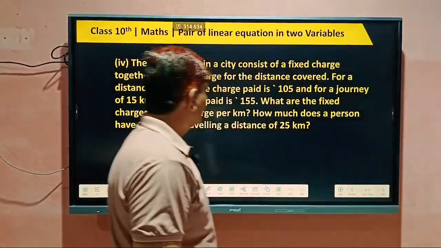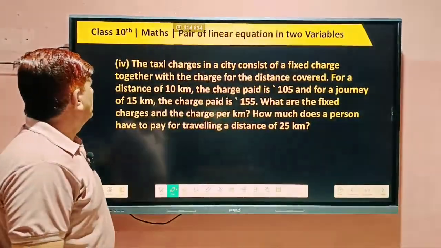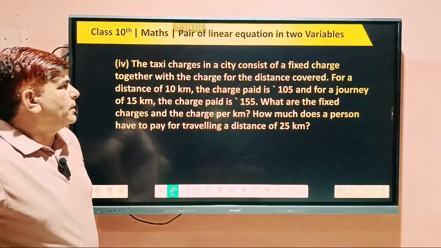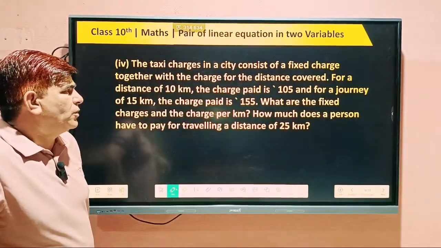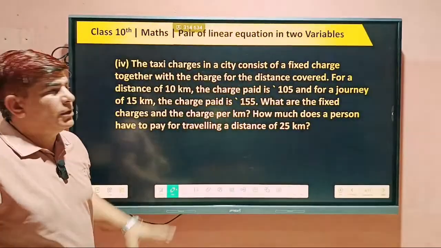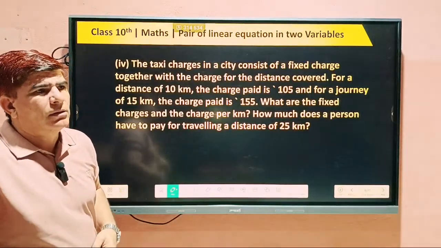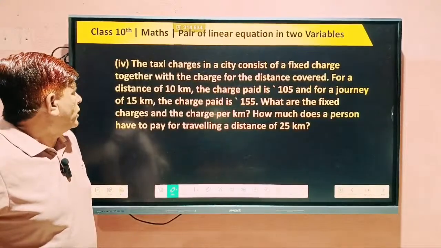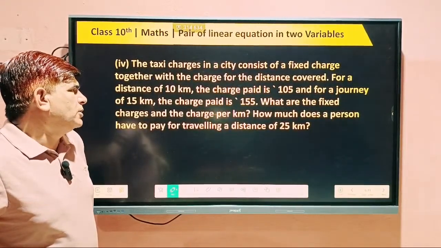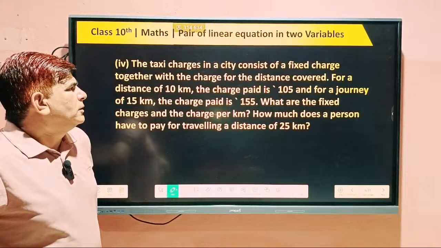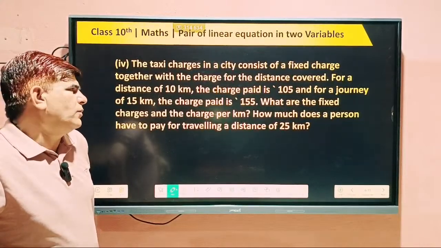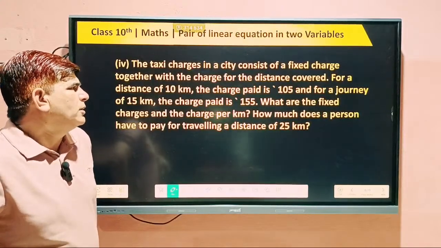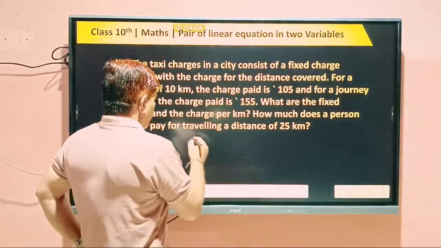Next, the taxi charges in a city consist of a fixed charge together with the charge for the distance covered. It means fixed charges plus charges per kilometer. For a distance of 10 kilometers, the charge paid is rupees 105. And for a journey of 15 kilometers, the charge paid is 155. So you can start it.